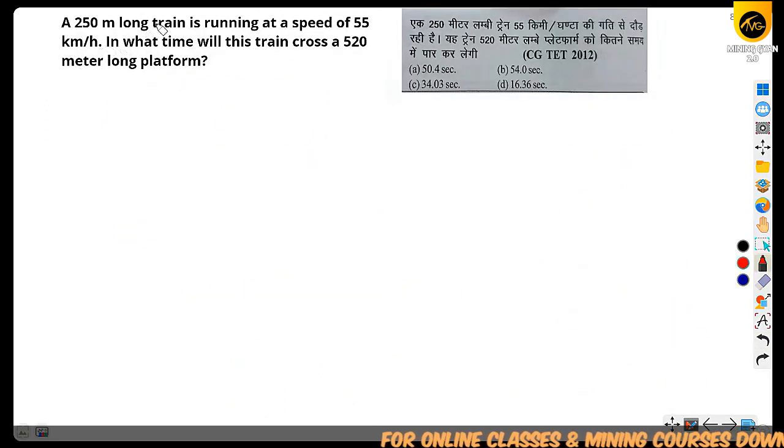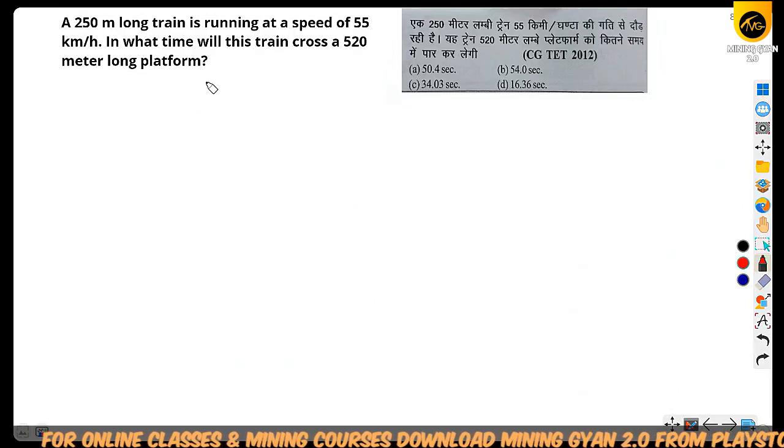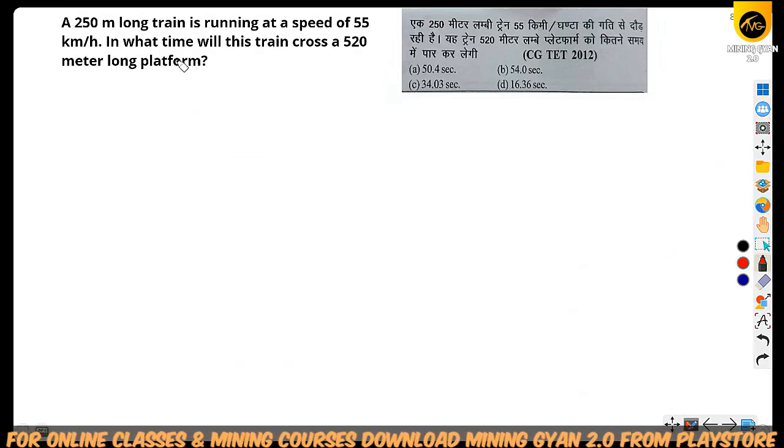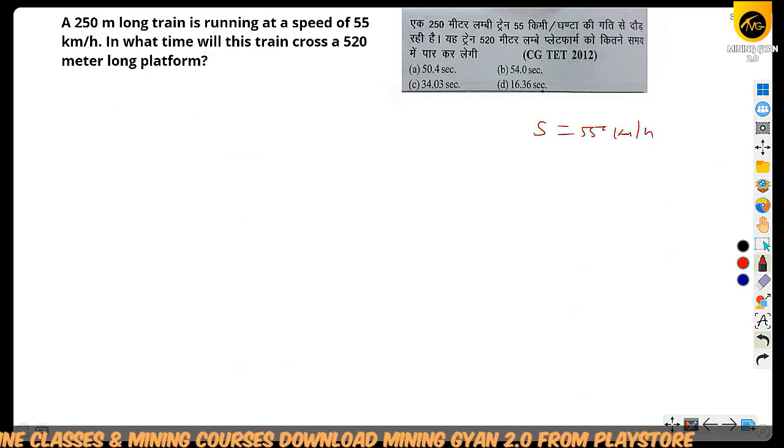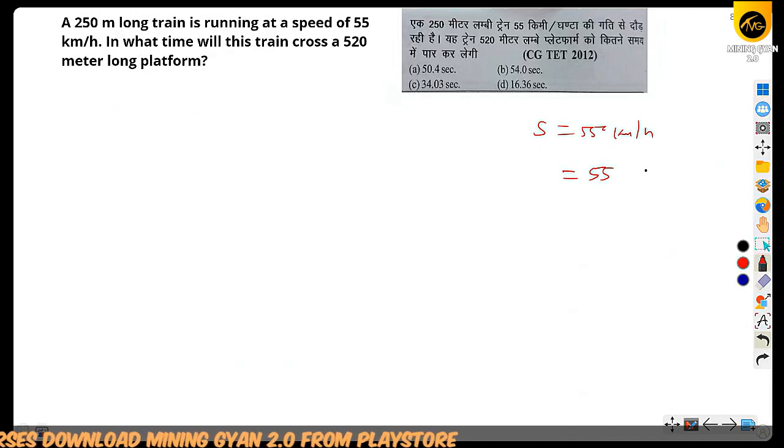Okay, a 250-meter long train is running at a speed of 55 kilometer per hour. In what time will this train cross a 520-meter long platform? So basically, in this case, we have to calculate with the length of the platform. We already know the length of the train, which is 250 meter, and the speed is 55 kilometer per hour. The options are available in seconds, which means we have to convert this into meter per second. So just multiply 55 into 5 divided by 18 meter per second.